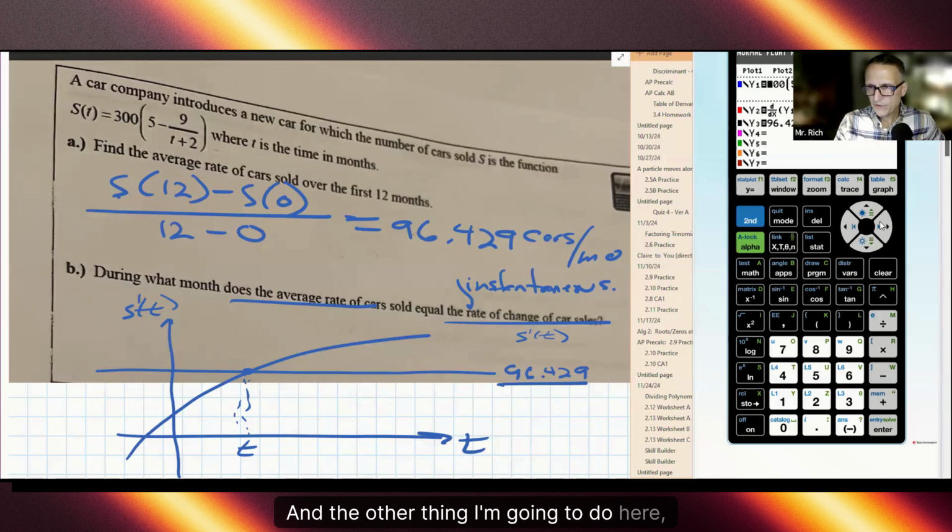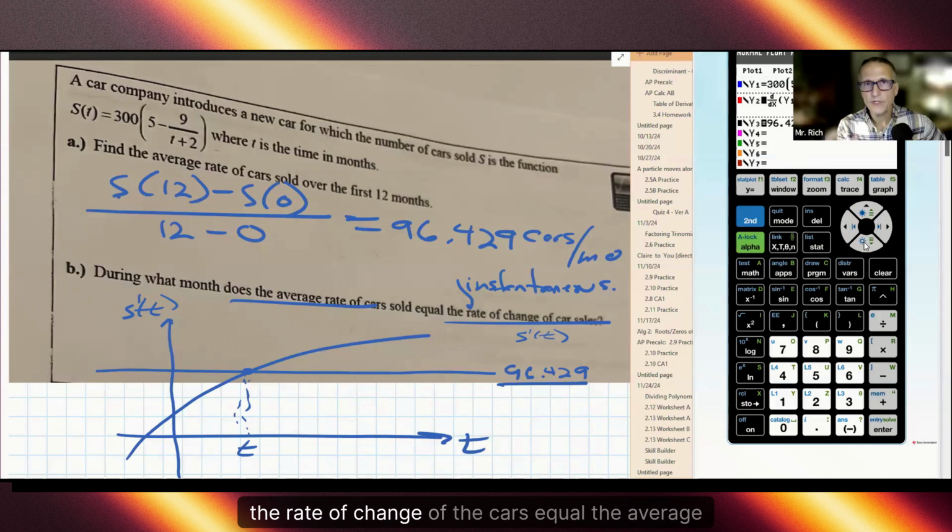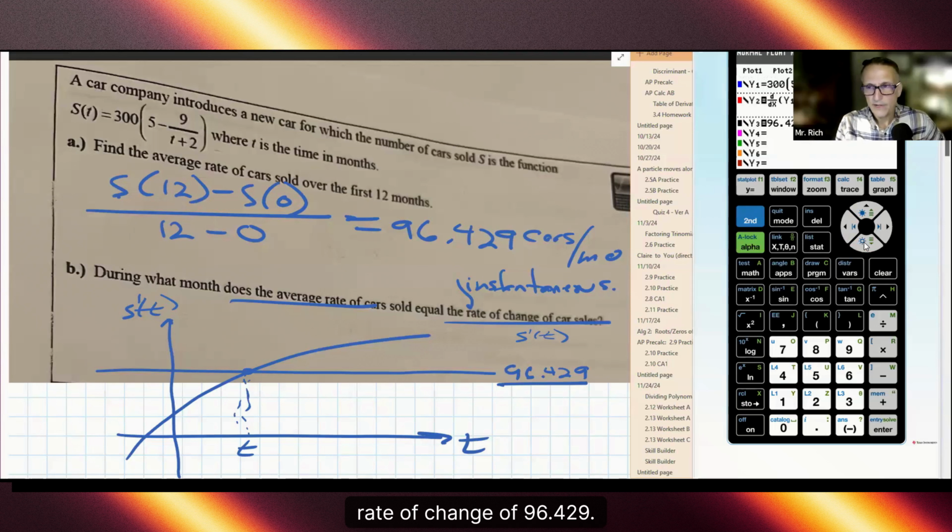And the other thing I'm going to do here, Taylor, is turn off y1 because I'm not interested at all in seeing that function. I just want to know, when does the derivative, the rate of change of the cars, equal the average rate of change of 96.429?